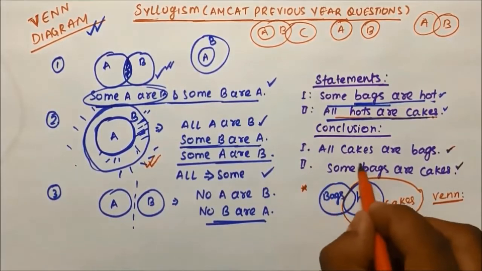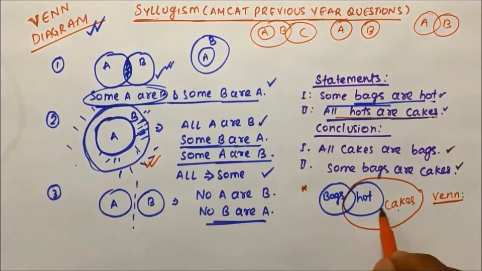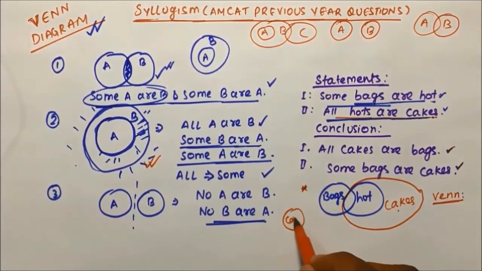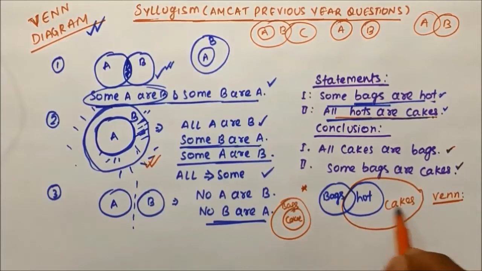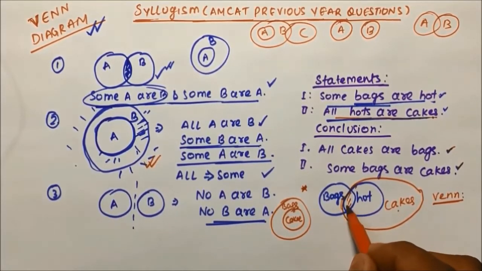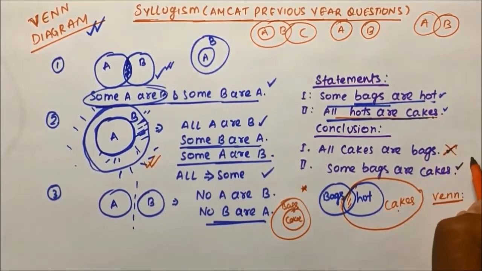Now let's see which conclusion is true. All cakes are bags. Now see, are all cakes inside the bags? No, all cakes are not inside the bag. All cakes inside the bags would mean a diagram like that, but here all cakes are not inside the bags, only some part of cake is inside the bag, so my first conclusion will be false.